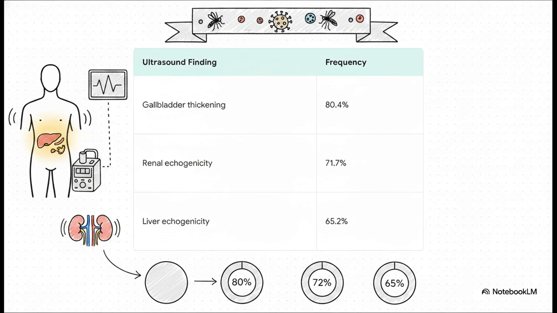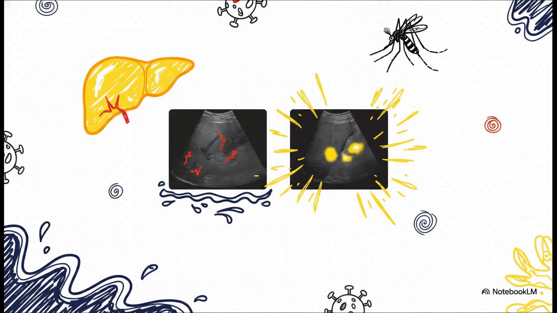Look at this data. Over 80% of them had massive thickening of their gallbladder walls. Nearly 72% showed increased renal cortex echogenicity, meaning their kidneys were reflecting abnormal amounts of sound waves, and over 65% showed similar increased echogenicity right in their liver parenchyma. If we look closely at the bright areas on these actual liver ultrasound scans, that brightness indicates increased liver echogenicity, and that correlates directly with acute viral damage and potentially fatty deposition, or steatosis, caused by the infection.